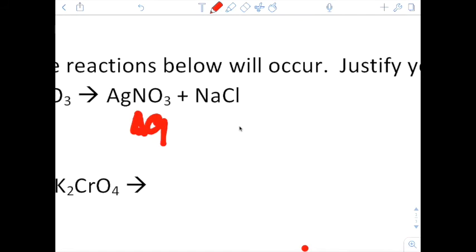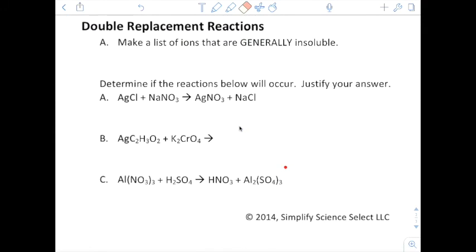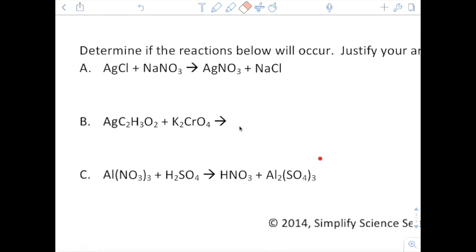Next one is sodium chloride. Well, anything bonded to chlorine except silver, lead, and mercury is going to be soluble. So this is also aqueous. So we don't have anything that's insoluble. So really this reaction doesn't take place. They're just kind of floating in solution.